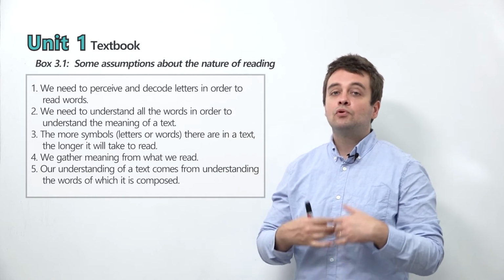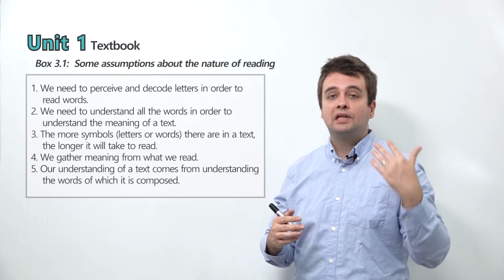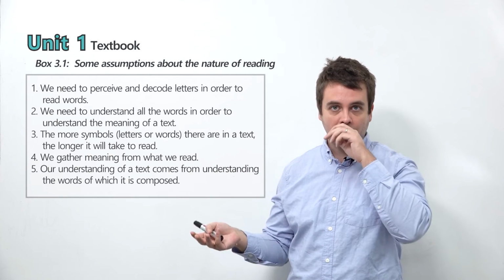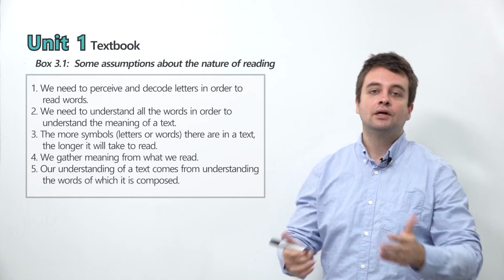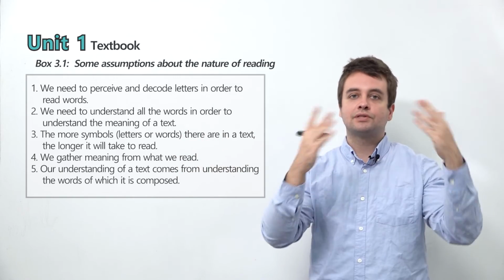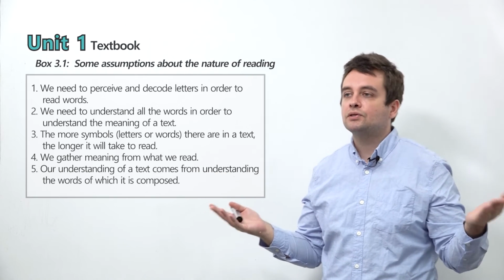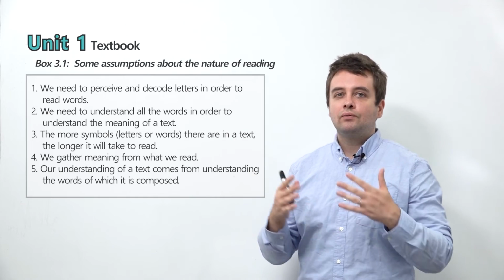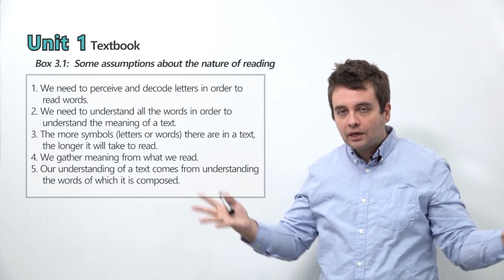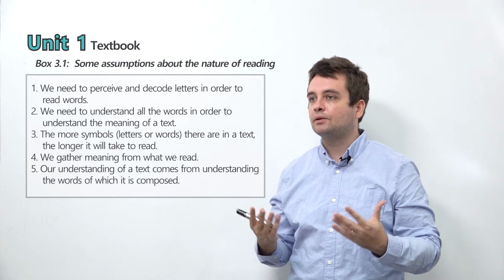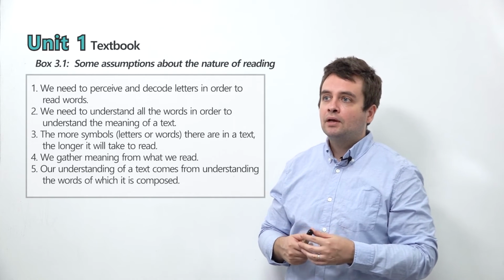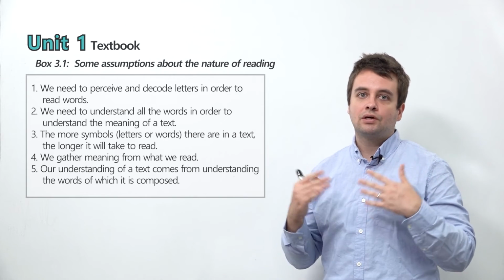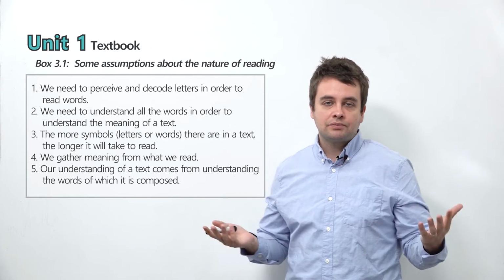Number 3, the more symbols, and symbols could be letters or words, there are in a text, the longer it will take to read, right? That just seems to make sense. Like the more symbols there are, the more words, the more sentences, etc., it will probably take us longer to read. Number 4, we gather meaning from what we read, right? We read something and then we kind of think about it and then we hopefully understand the meaning. And lastly, number 5, our understanding of a text comes from understanding the words of which it is composed, right? So that just makes a lot of sense as well.